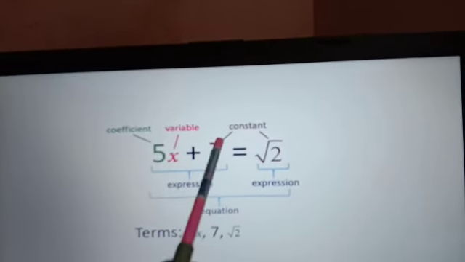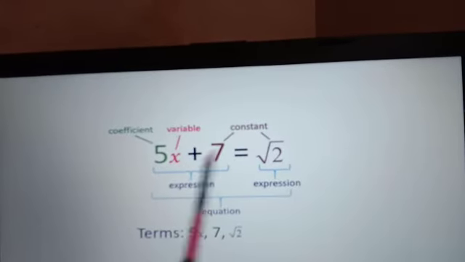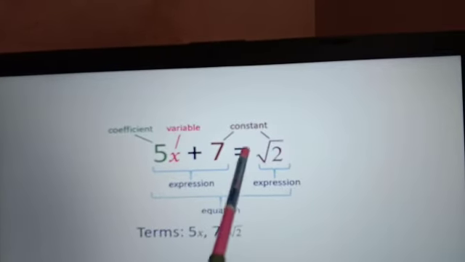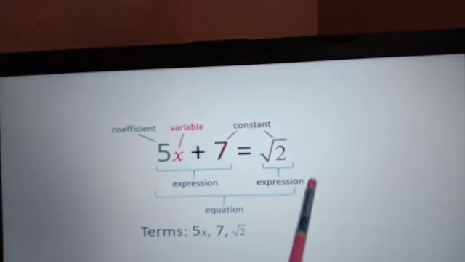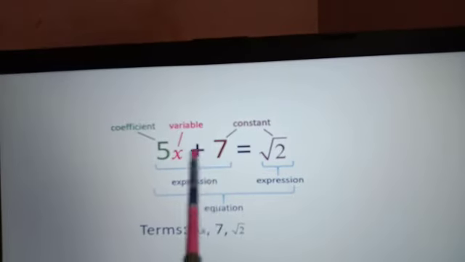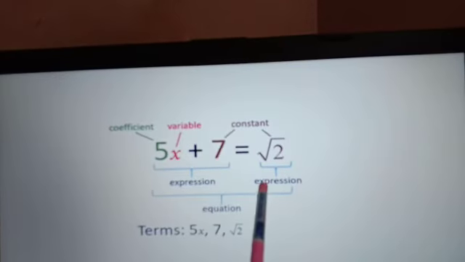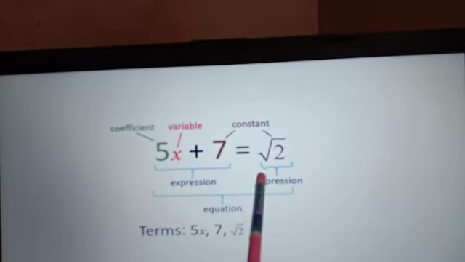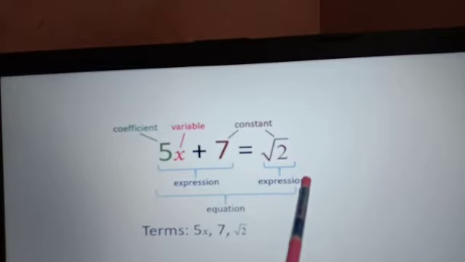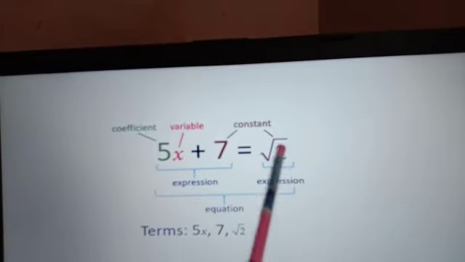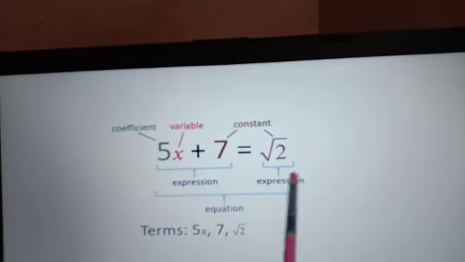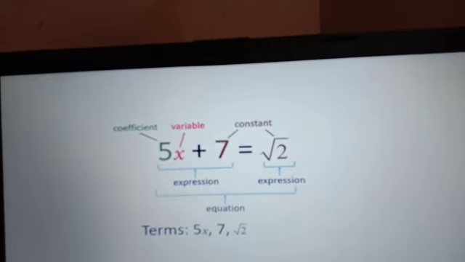This is called an expression. Here, in between the two expressions, an equal symbol is there. So the whole thing is called an equation. You have learnt already in the previous class about expression and equation. Now I am just recalling. I hope you understood what an equation is: in between two expressions, if you have an equal symbol, that is called an equation.